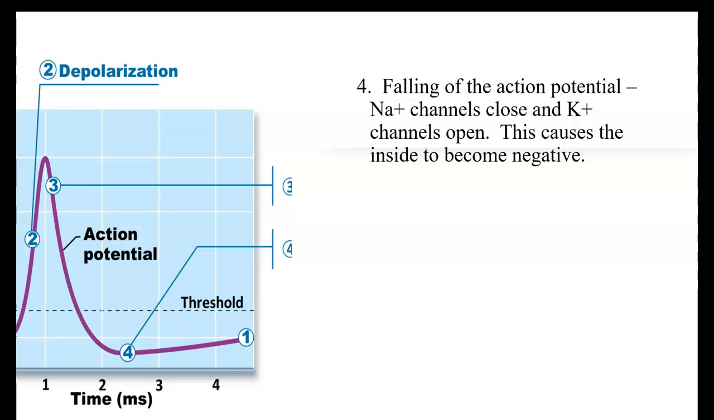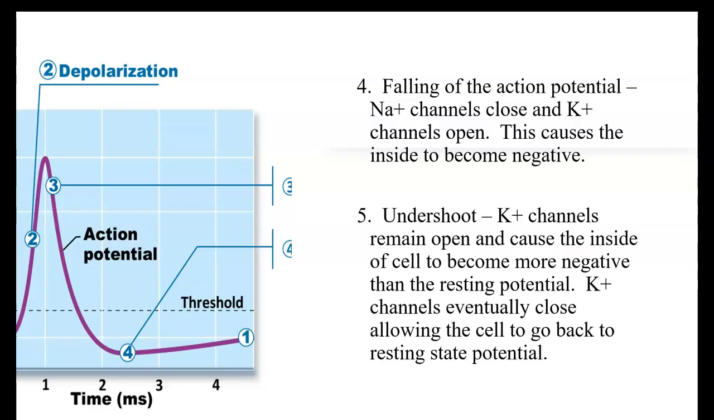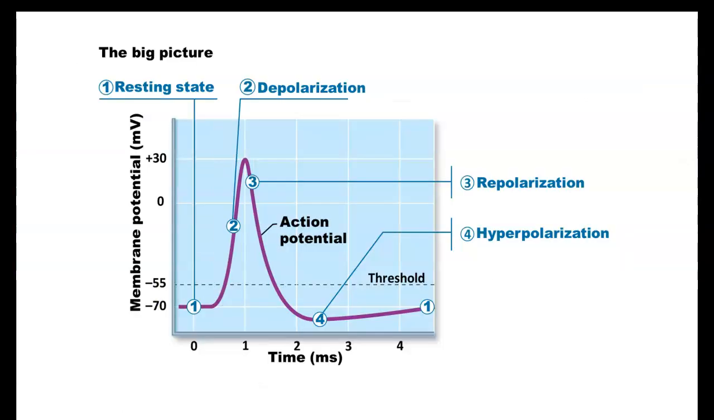Step 4, you're going to have that falling phase of the action potential. The sodium channels are going to close and potassium channels are going to open. This is going to cause the inside to become negative. Usually after that, you have what's known as an undershoot. Those potassium channels are going to remain open and cause the inside of the cell to become more negative than the resting potential. Potassium channels eventually close, and that allows the cell to go back to its resting potential of negative 70 millivolts.